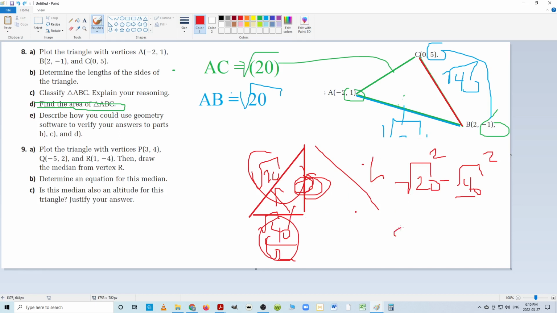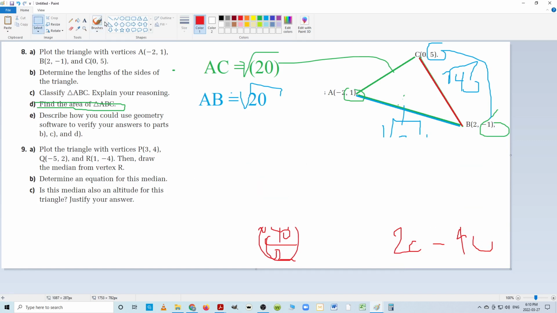Well, square root of 20 squared is 20. Square root of 40 over 2 squared is 40 over 4, because they both get squared. So that would be minus 10. So you get a height of 10. Now that I know that's a height of 10, very convoluted question, I know.